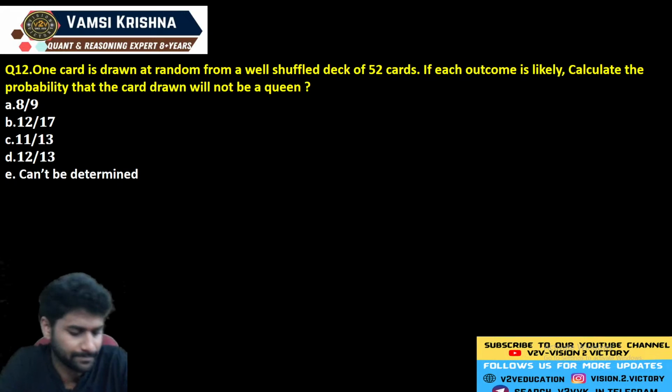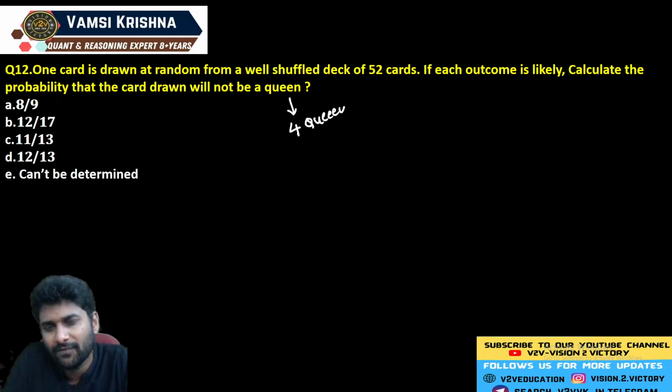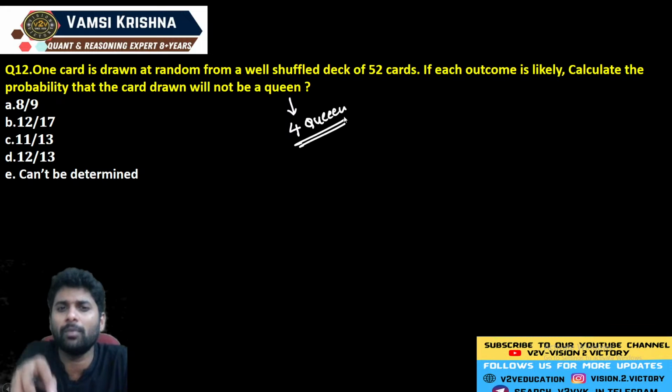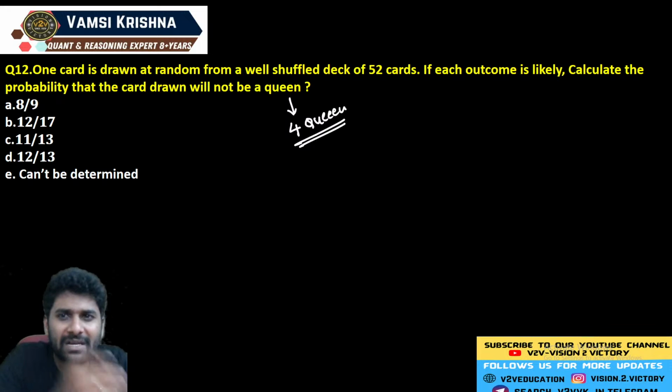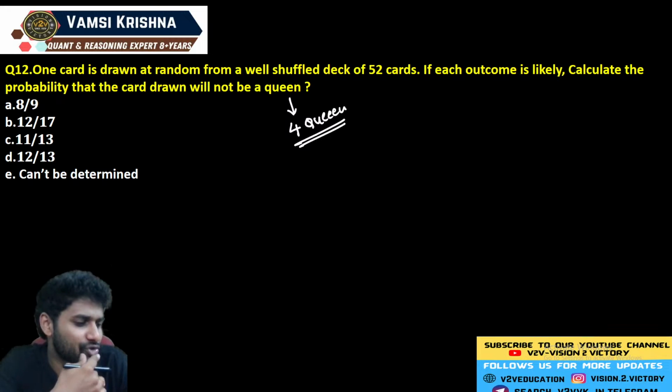Next. So question from probability. One card is drawn at random from a well shuffled deck of 52 cards. If each outcome is equally likely, calculate the probability that card drawn will not be a queen. And you already know that, see, out of 52, there are 4 queen cards, guys. First, try to identify what is the probability to get queen card. Why? Because we need only one card that cannot be a queen card. So that is the question here.